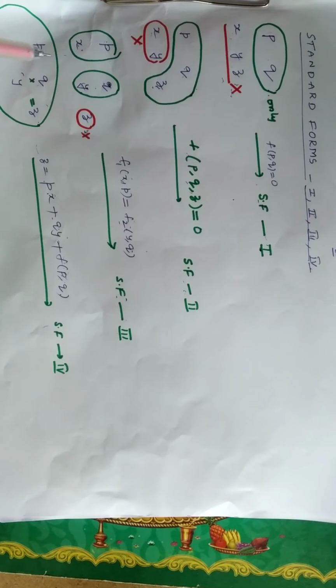If the PDE contains p, q along with x, y, z, and that must be in the form of z equal to px plus qy plus F of p comma q. Here F of p comma q is nothing but a function of p comma q. Then we say that the given PDE belongs to standard form 4.